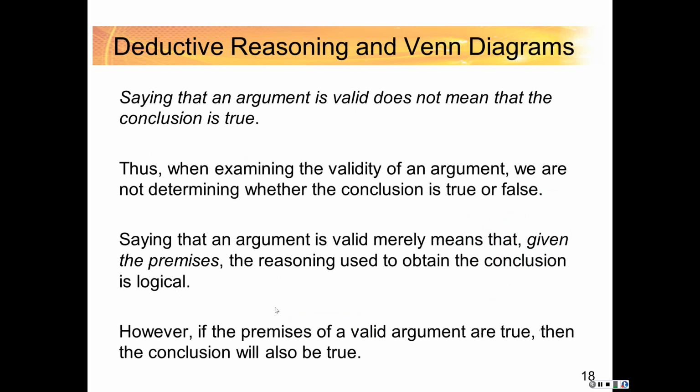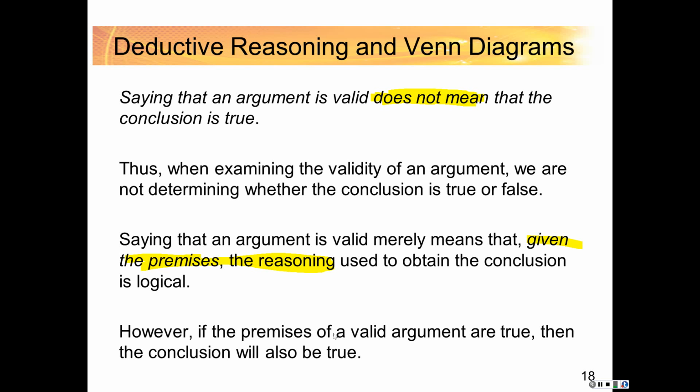Saying that an argument is valid does not mean the conclusion is true. It just means that given the premises, the conclusion follows. So if we want to look at whether an argument is valid or not, we won't determine if it's true or false, only if it's valid given the information. So just given the premises, the reasoning used to obtain the conclusion is logical.